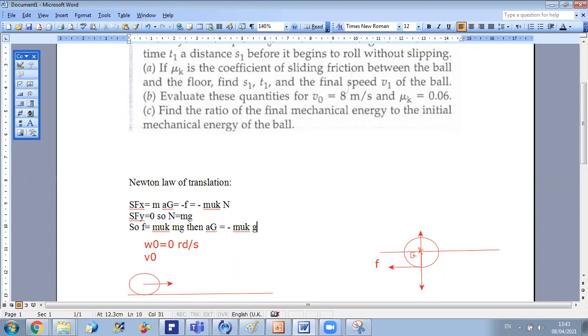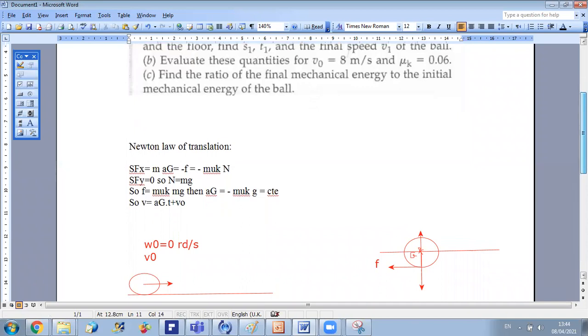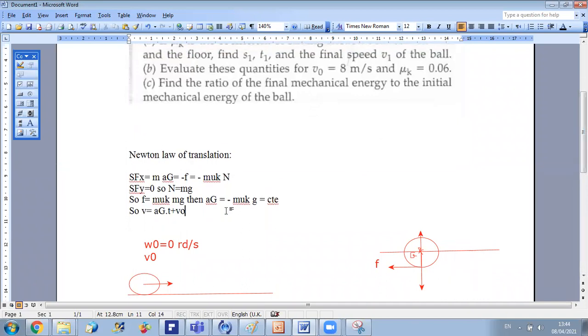طيب هيدي الاكسلريشن is constant، مظبوط، لأنه μk constant وg constant. So since I have constant acceleration شو حتكون الايكويشن للـ velocity؟ v equals the integral of a dt, exactly, it's a times t plus v0. So هي minus μk g times t plus v0. بدي أشوف إي متى بتكون 0. v0 is given, v0 is 8 and μk is 0.06. So if I replace I have minus μk اللي هي 0.06 times 10.